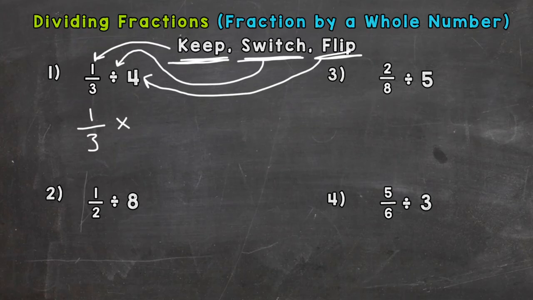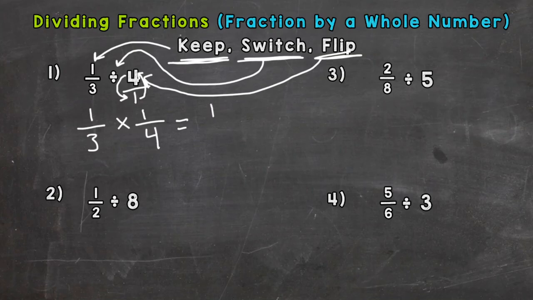Well, we need to think about how we would write 4 so we have a numerator and a denominator. And whenever we want to create a fraction out of a whole number, we just put that whole number over 1. So now we need to flip it. The 4 needs to go to the denominator and the 1 as the numerator. So we actually get 1/4 as the flipped version of 4. So now our problem's set up, so we can multiply straight across.